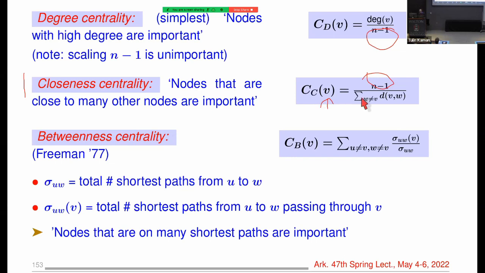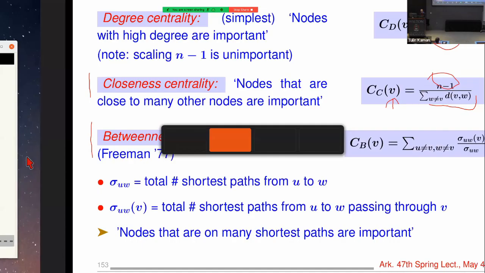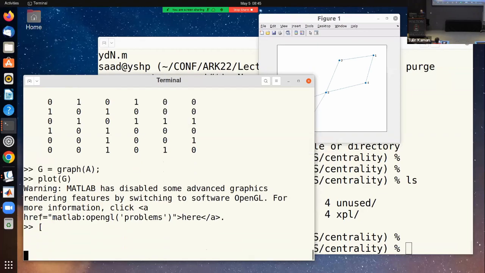I just want to make sure people understand what distance is here. Distance is in the sense of the length of the shortest path. We talked about shortest path earlier. So that's the distance, the length of the shortest path between V and W. I'm going to illustrate that, and then I will talk a little bit about the betweenness centrality. What's nice is I just realized recently that MATLAB has all these things implemented.